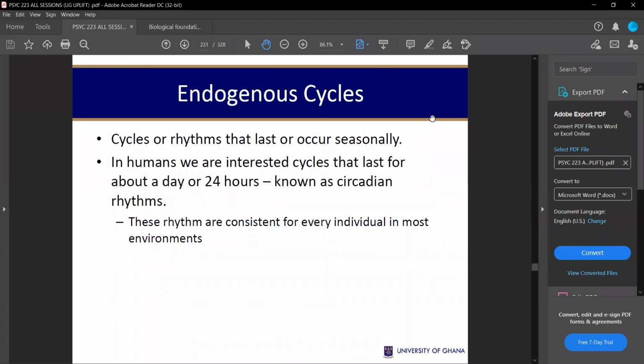Godwin, I don't know what is really distracting you. Your voice is very, very far. So, Baba, please go ahead.